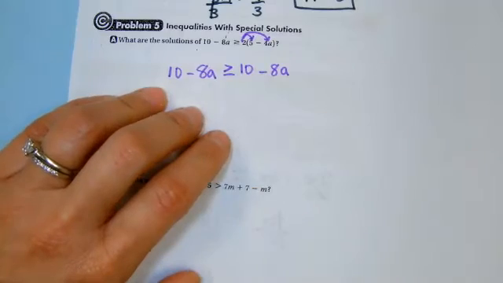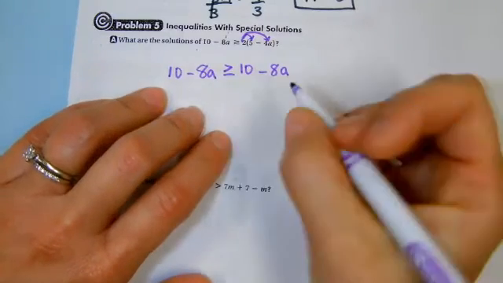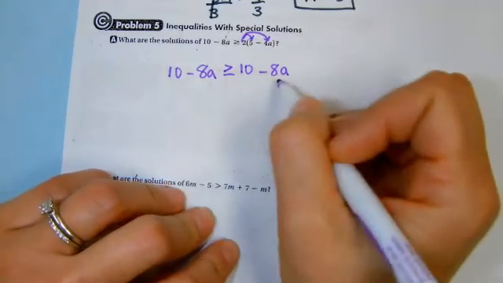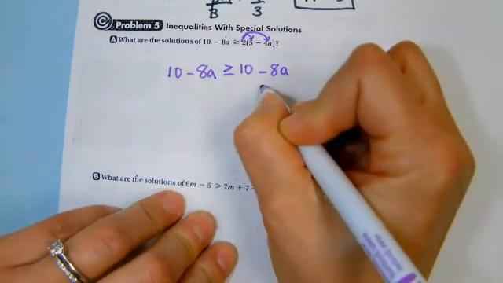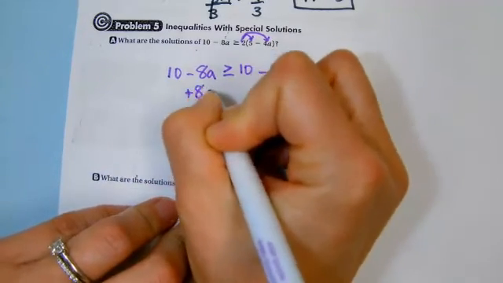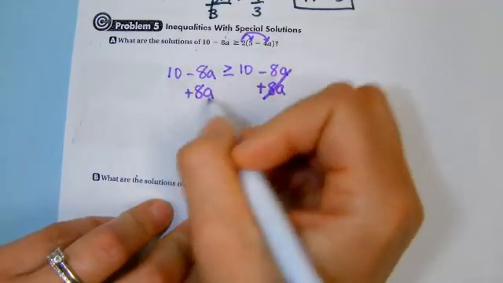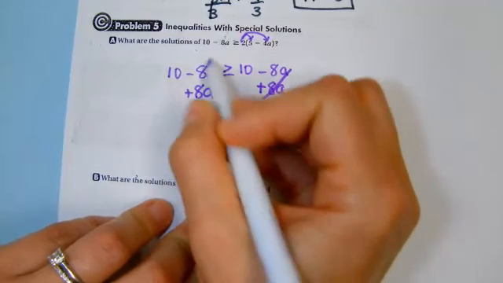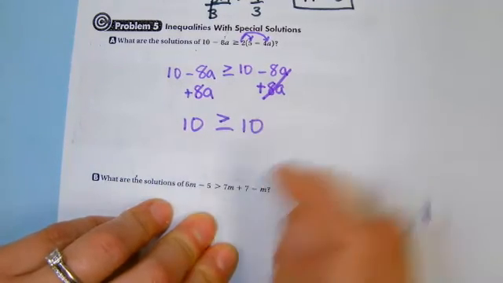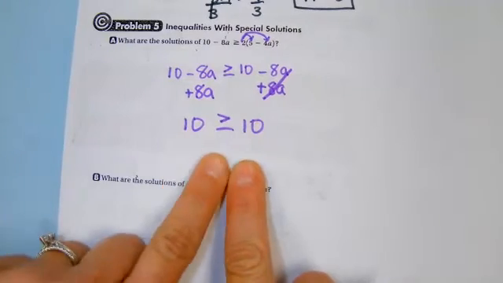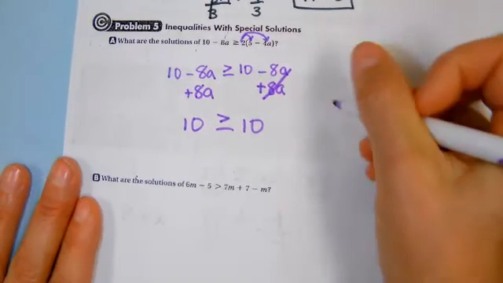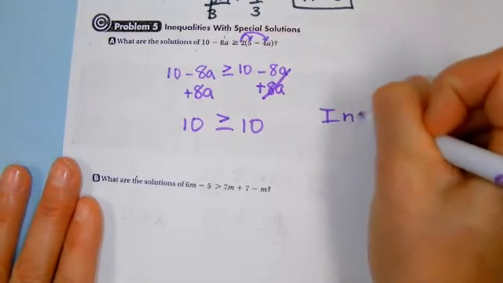Now, if you still weren't sure, you could cancel out one of the variables or one of the constants here. I'm going to go ahead and cancel out the variable. I'm going to add 8a here, which means I would add 8a over here. So that leaves me with 10 on this side, because that's 0, is greater than or equal to 10. Now, 10 is equal to 10. So automatically, this is always going to work. So the answer to this is infinite solutions.